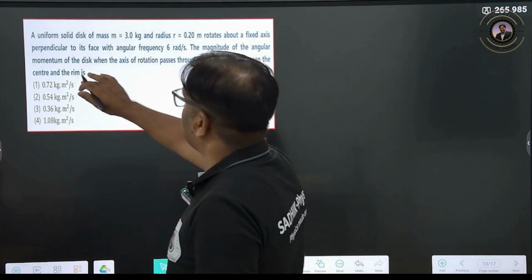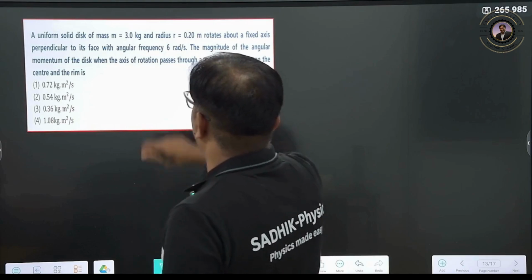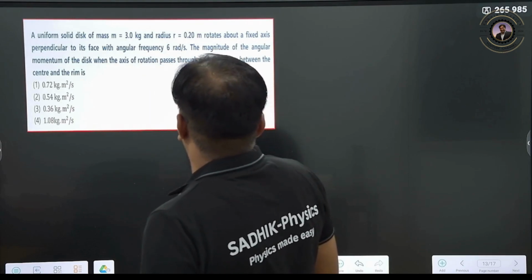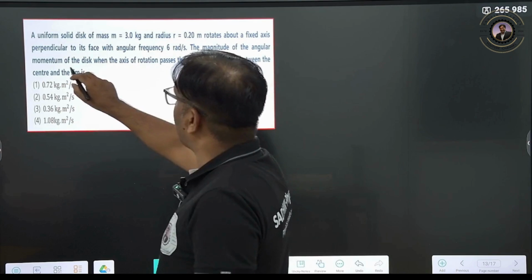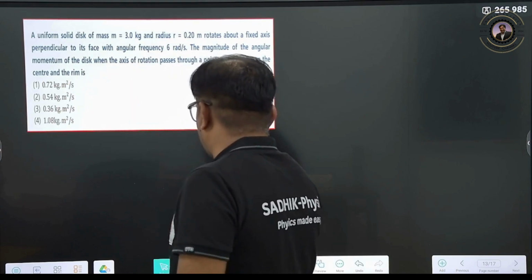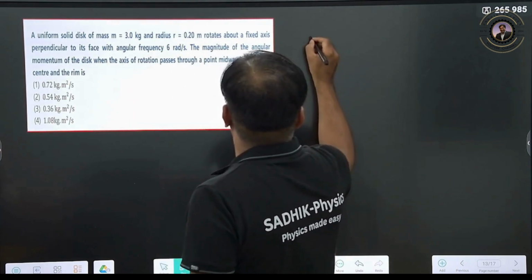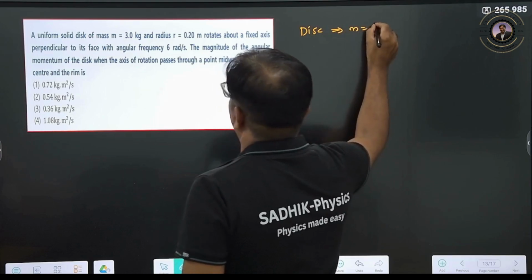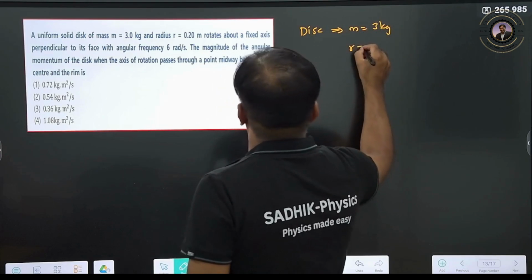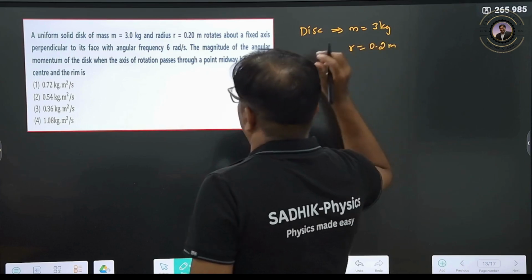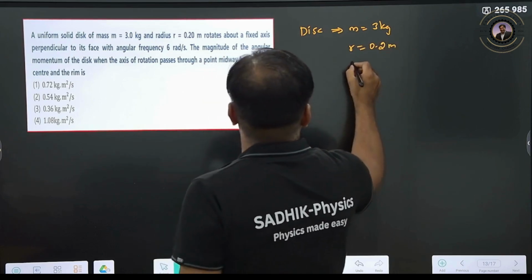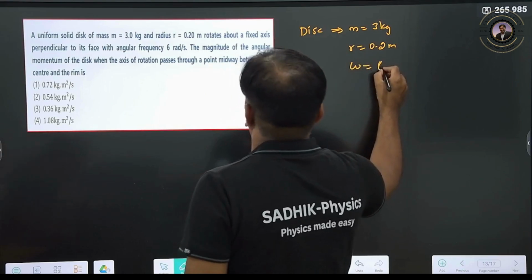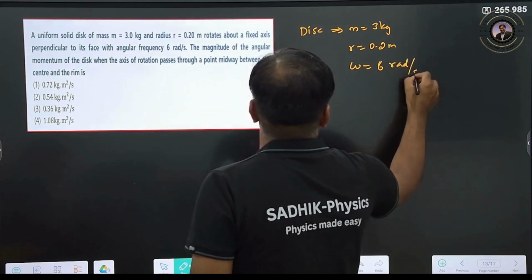A disc rotates about a fixed axis perpendicular to its face with an angular frequency of 6 radians per second. Find the magnitude of angular momentum of the disc. What is given here? There is a disc, its mass is about 3 kg, radius is about 0.2 meters, and omega is 6 radians per second. Clear?